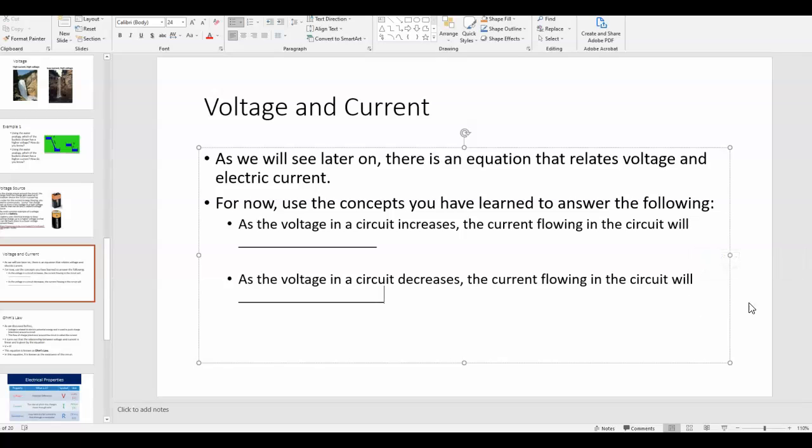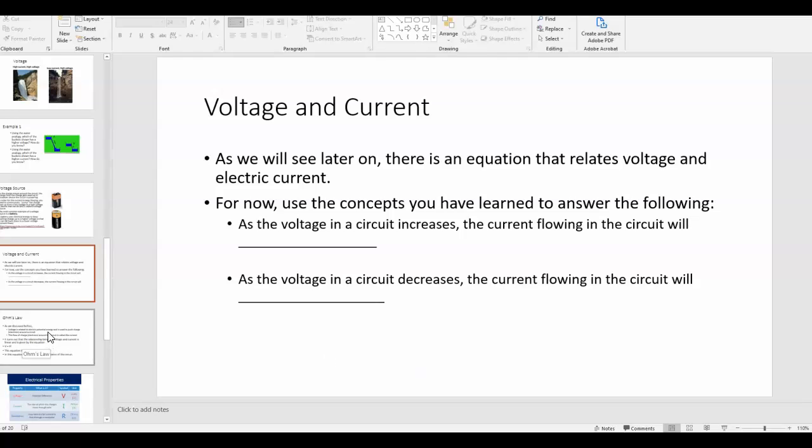Well, based off of the concepts we've been talking about, voltage is what pushes the current around. And so if you increase the voltage, of course, you're also going to increase the current. And if you decrease the voltage, you're also going to decrease the current. Okay, that should be a kind of common sense type of thing.